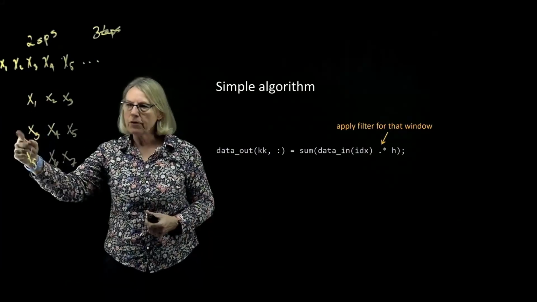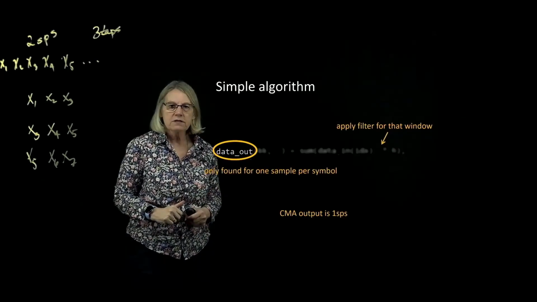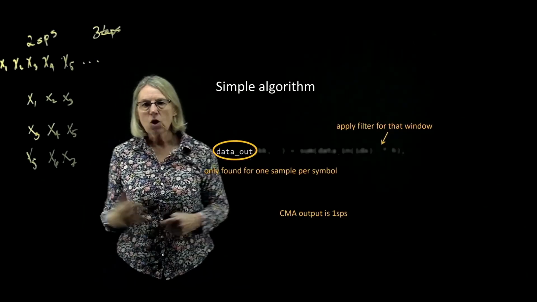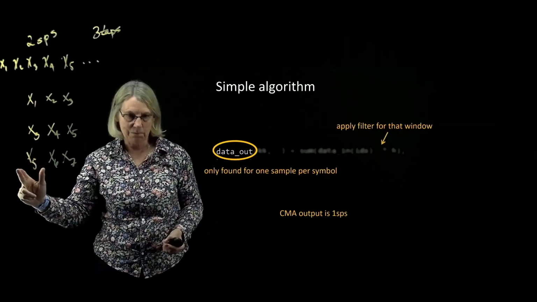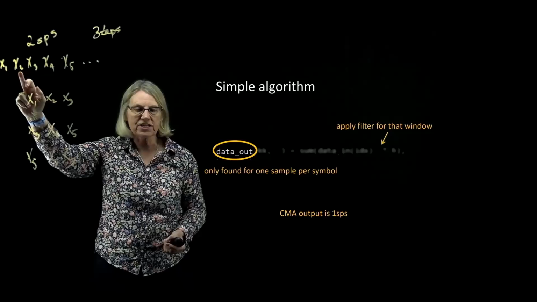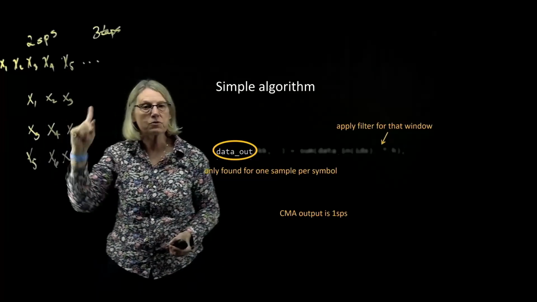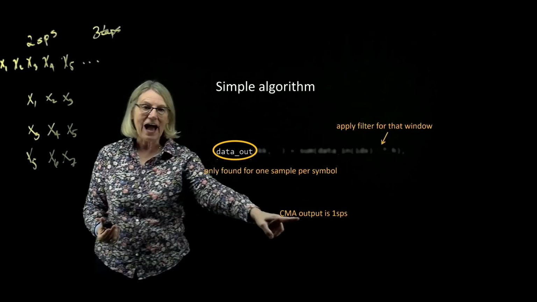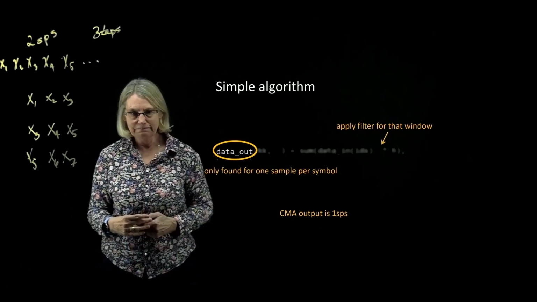There's going to be 1 output for each symbol. This is only calculated 1 time per symbol. Even though I have 2 samples per symbol, I'm not doing a calculation for the sliding window that starts at x2. I'm only calculating it once per symbol. And that is why the output of the CMA algorithm is only 1 sample per symbol.